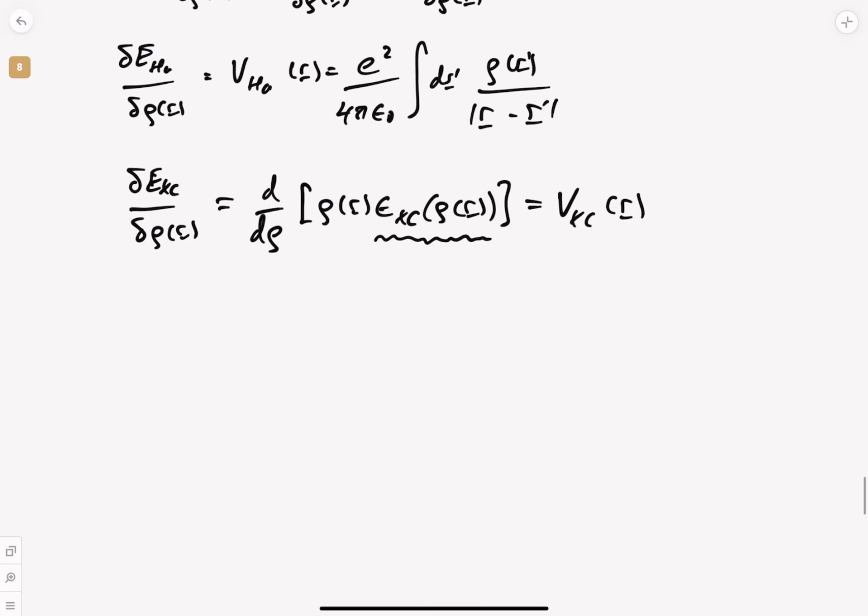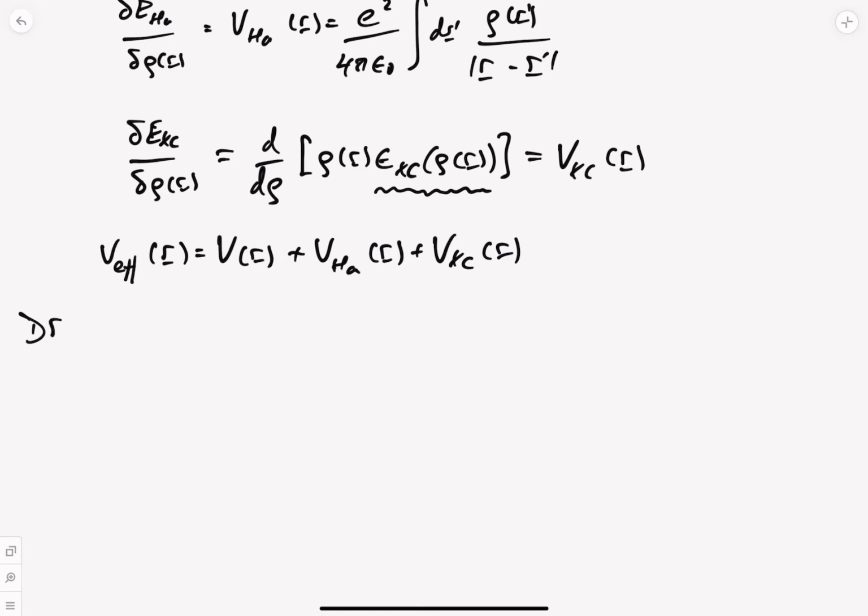So overall, the total effective potential that the electrons experience is written as V of r, that is the external potential from the nuclei, plus V Hartree of r, plus Vxc of r. So we now have a complete set of equations and approaches needed. So in a standard DFT calculation, we will follow the following procedure.